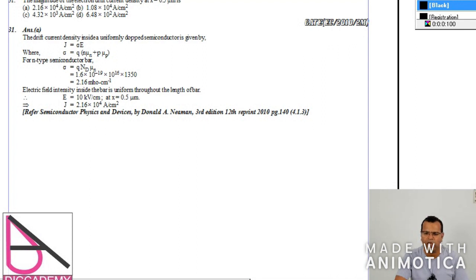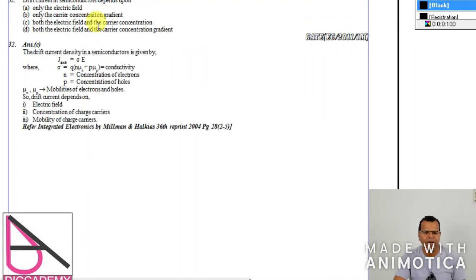This was in 2010. Now let us see the next question. The drift current in a semiconductor depends upon, you know what drift current is: sigma into E. Option A: only electric field; option B: only carrier concentration; option C: both electric field and carrier concentration; option D: both electric field and carrier concentration gradient.